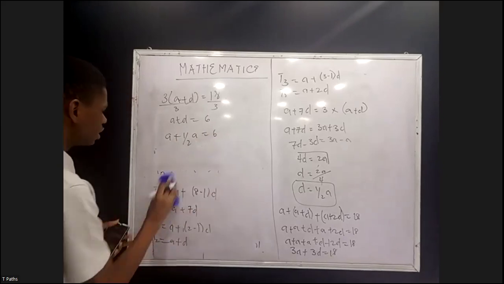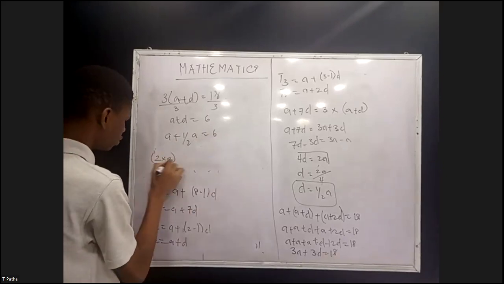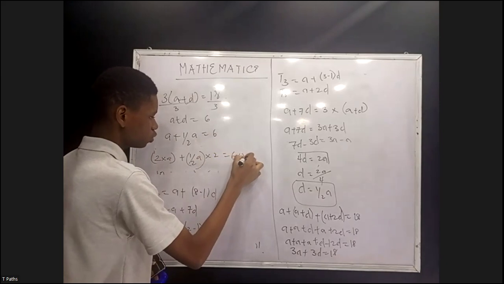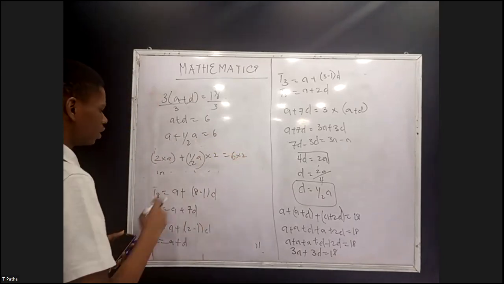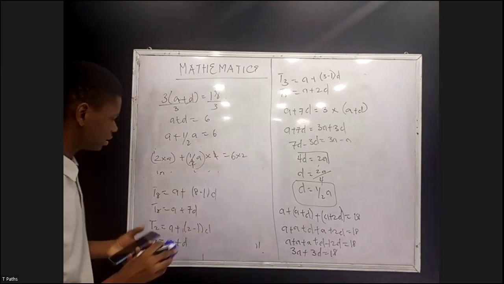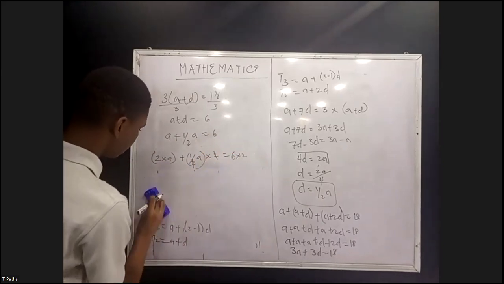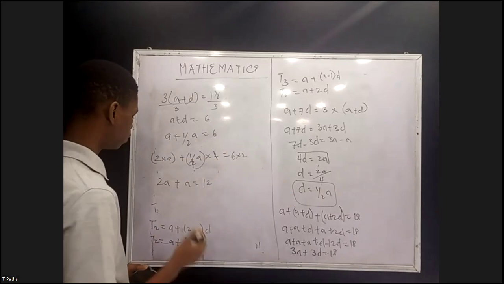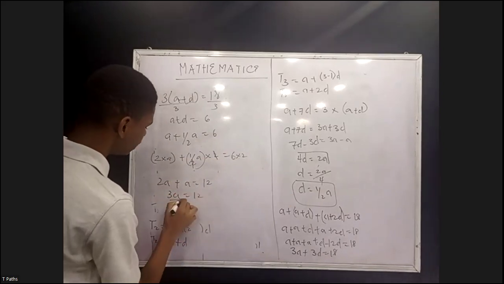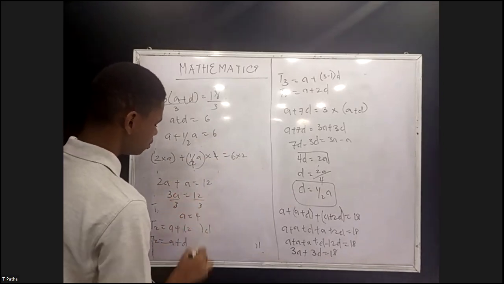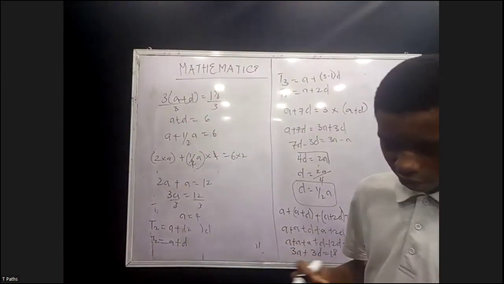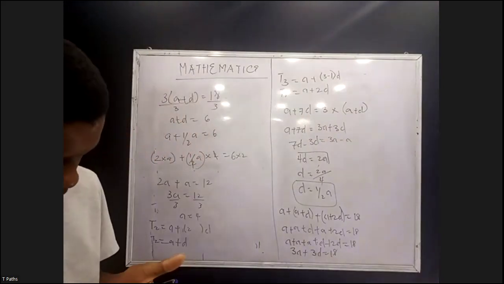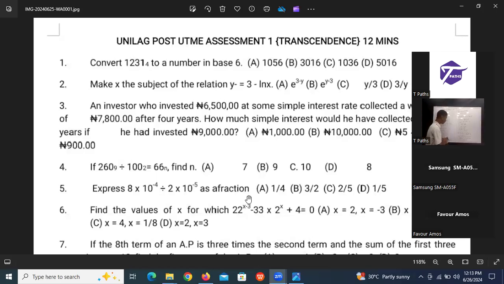So how do I do that? I'll say 2 times A plus 1 over 2A times 2 is equal to 6 times 2. Like I said, multiply through by 2. So now, this is going to take out this fraction. Then I have 2A plus A is equal to 12. That's 6 times 2. I have 3A is equal to 12, and if I divide by 3, I'll have A equals 4. Which means my first term is 4, which in the question is option A. I have my first term as 4.